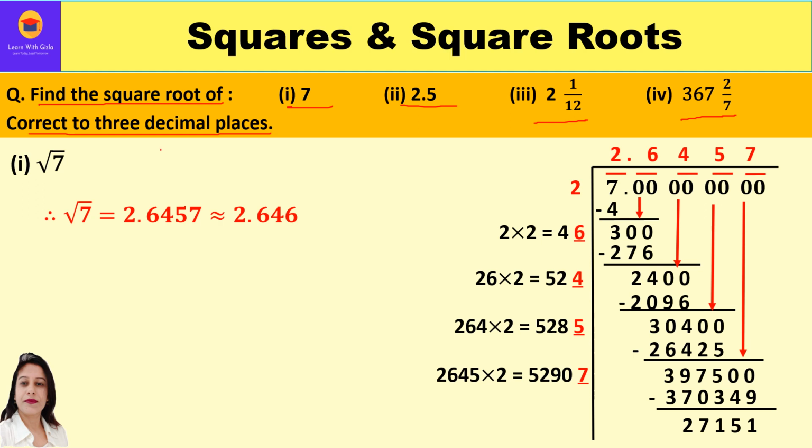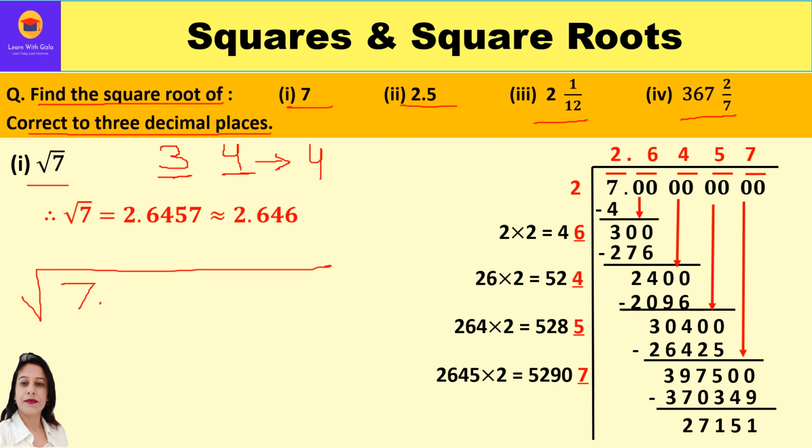Now to find the square root of these numbers correct to 3 decimal places, we require 4 decimal places, because depending on the value of the 4th decimal place, we are going to correct the 3rd decimal place. Now to have 4 decimal places, we require 4 periods, right? Now this first part, that is to find the square root of 7, 7 is a whole number. It does not have a decimal part.